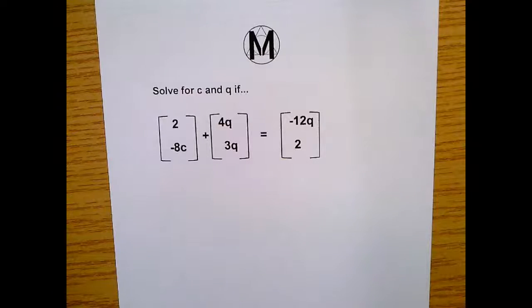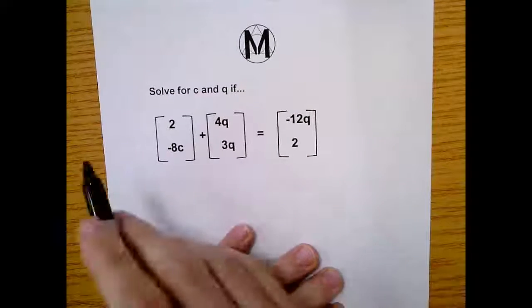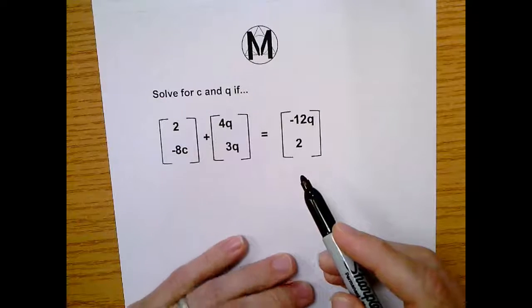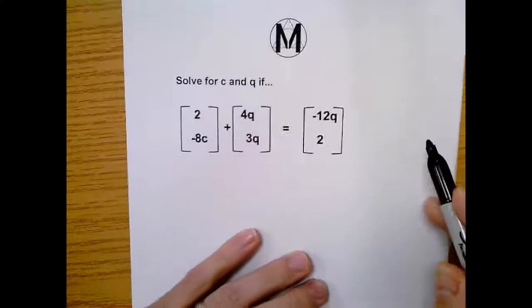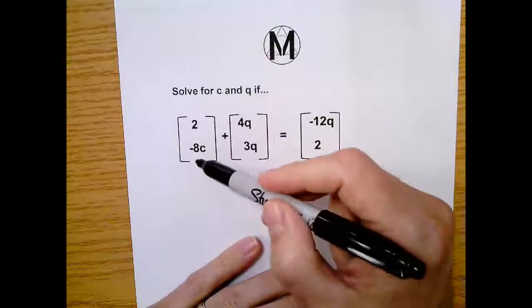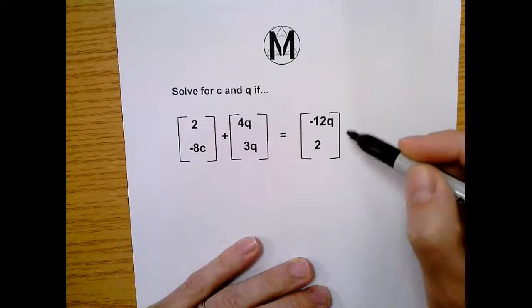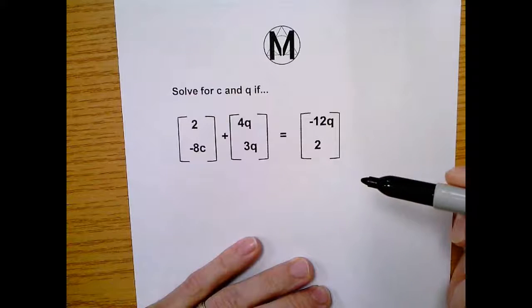All right, let's do some Mathity-Math. It says here, solve for c and q if, and then it says this is all our if. So what we have here is vectors in column form, right? It's saying if you added this vector in column form plus this vector in column form, you would get this. This would be what happens when they combined, okay?